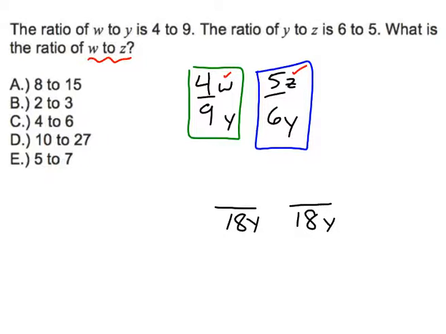So that means I multiplied 9 by 2, which gives me 8 for W. And then 5 would be multiplied by 3, since 6 to 18 is 3, so 15 for Z. So that would be 8 to 15, answer A.